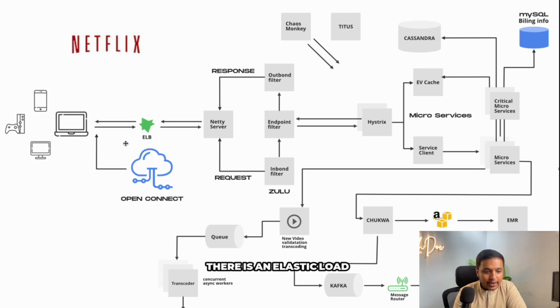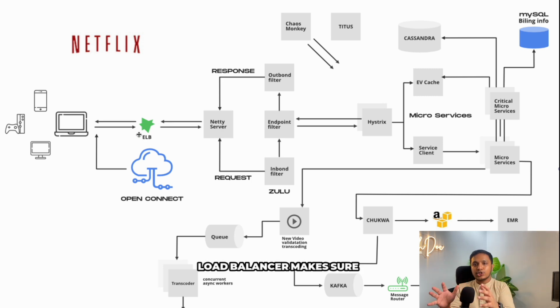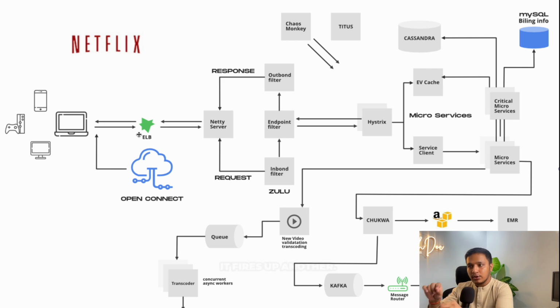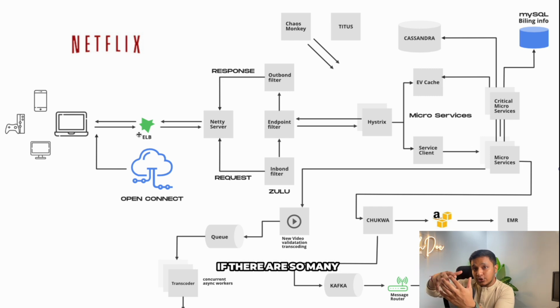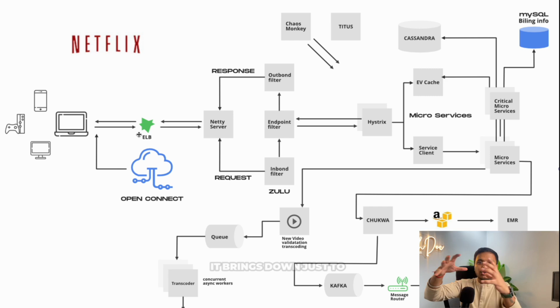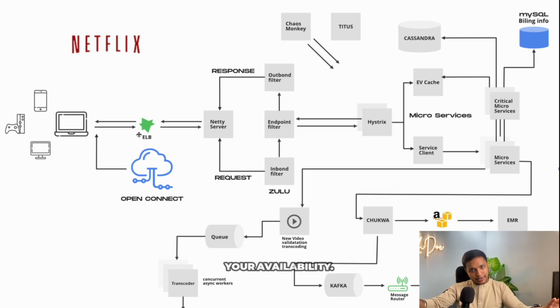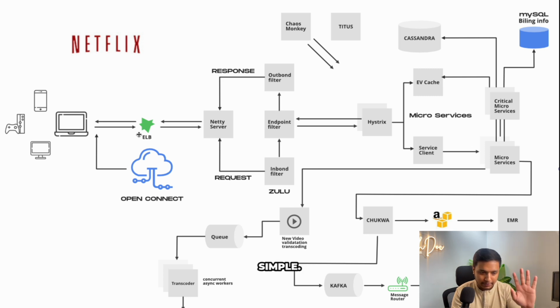You went in, there is an elastic load balancer. So what is a load balancer? A load balancer makes sure that if one server goes down, it fires up another. If there are too many servers, it brings some down just to maintain your cost and your availability. That is a load balancer, simple. So other than AWS, Netflix is also using Open Connect. It is also a type of cloud that they are using.